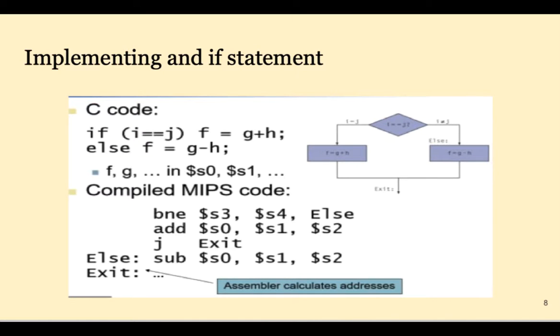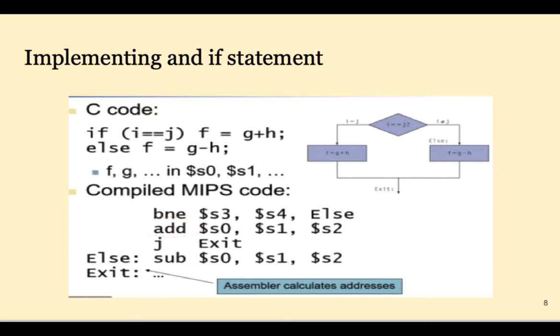How do we use branches and jumps to implement an if statement? The flowchart and the C code show that if I equals J, the add is executed, otherwise the subtract is executed. The way we implement this in MIPS is to branch based on the opposite of the conditional. That is, instead of checking that I equals J, we check that I does not equal J. And if that's true, we branch to the else. If it's not true, meaning that I really does equal J, we fall through to the add.